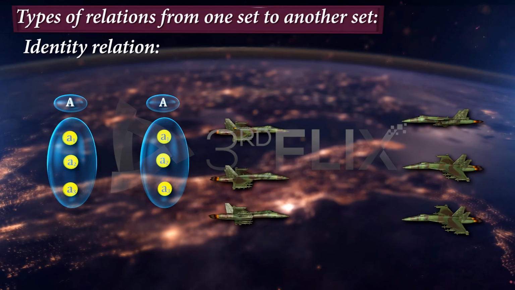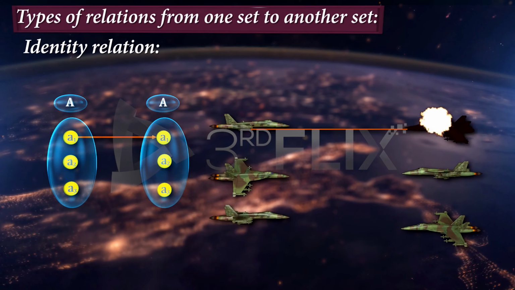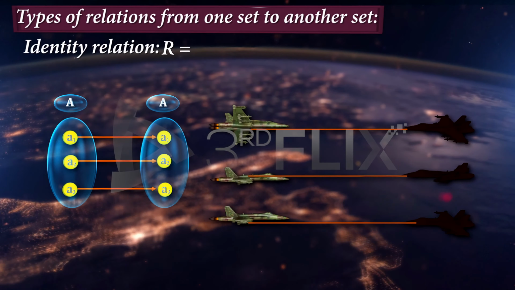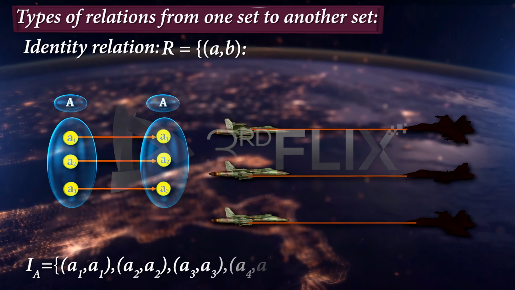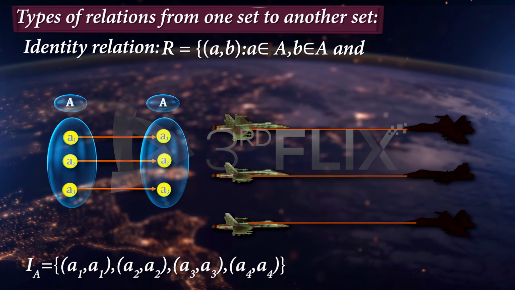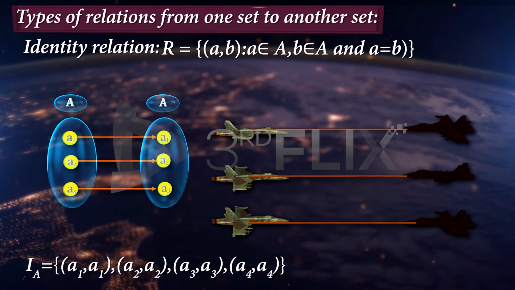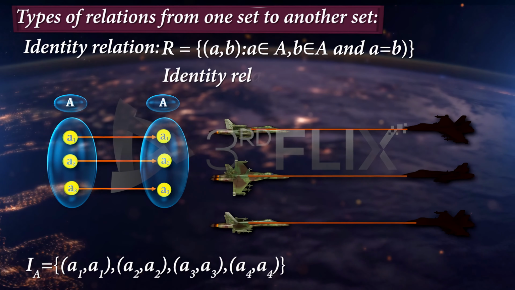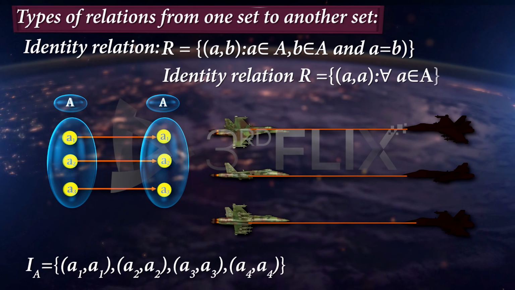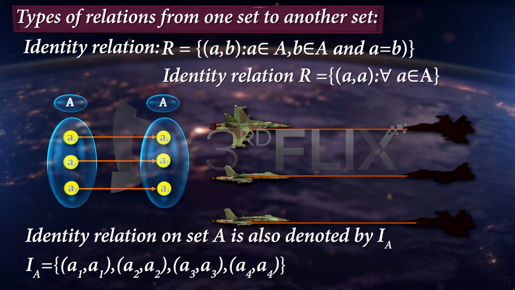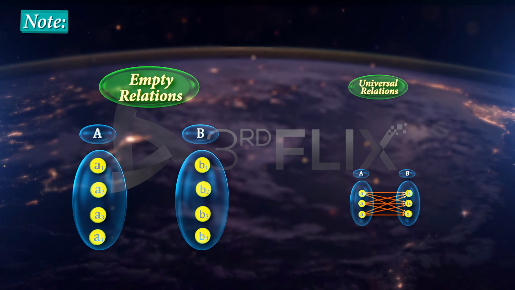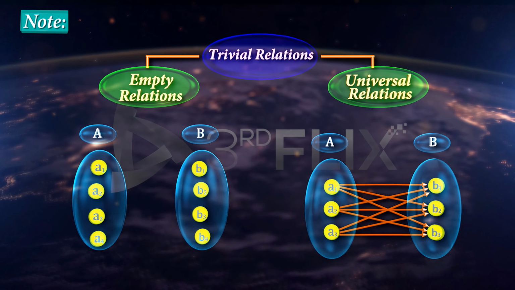Identity relation: a relation R on a set A is said to be the identity relation on A if R equals the set of ordered pairs (a, b) such that a belongs to A, b belongs to A, and a equals b. Thus, the identity relation R equals the set of ordered pairs (a, a). The identity relation on set A is denoted by I_A. Note: the empty relation and the universal relation are called trivial relations.